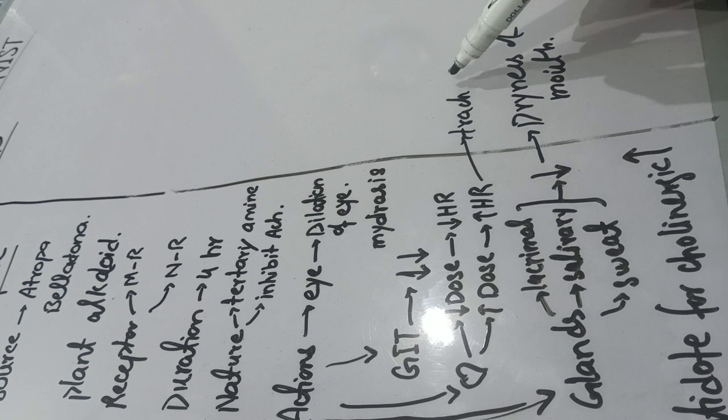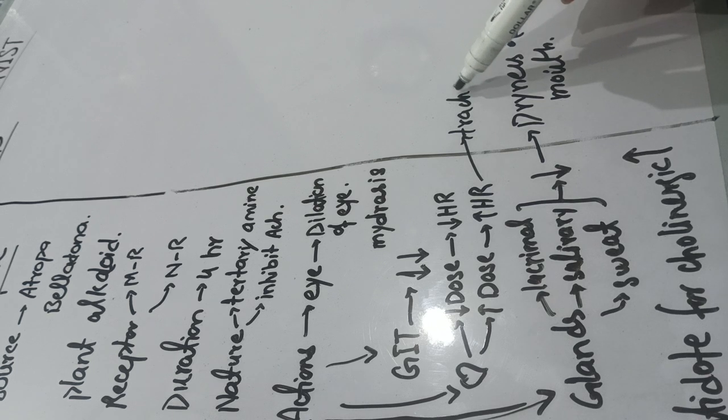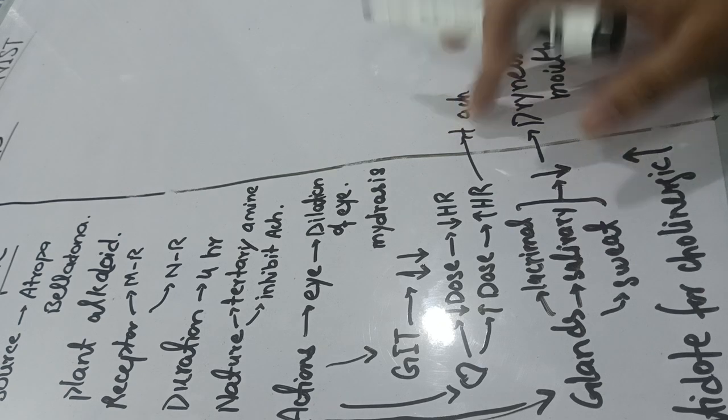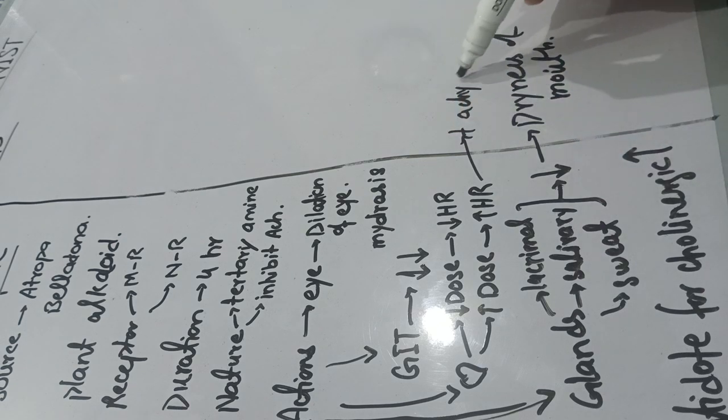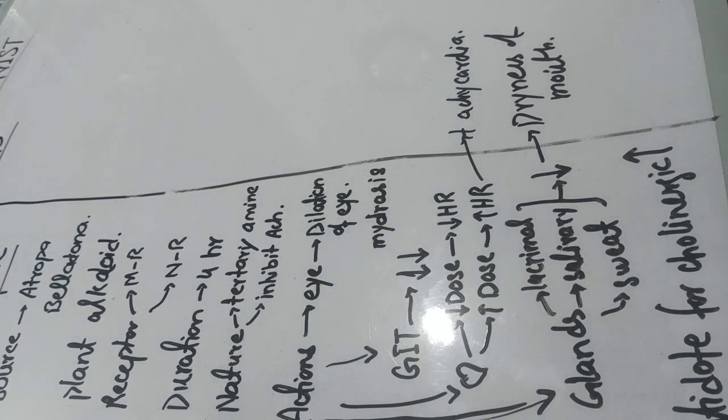You can check the spelling of tachycardia yourselves, it does not start with T R, it is tachycardia, okay. And also causing urinary retention because it doesn't allow your urinary bladder to contract and pass the urine out. And these are some of the adverse effects of atropine.